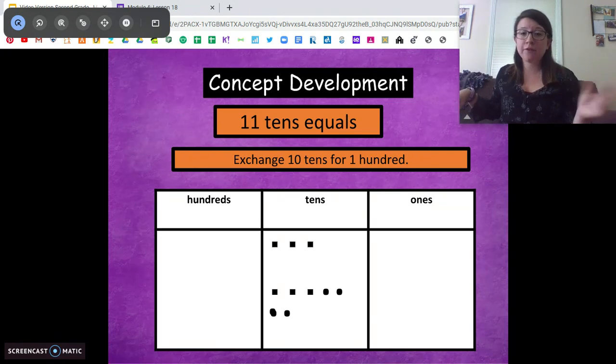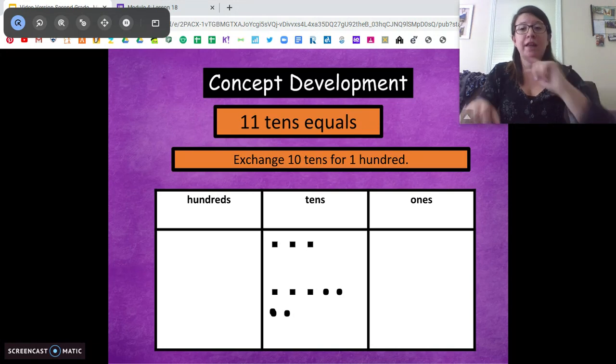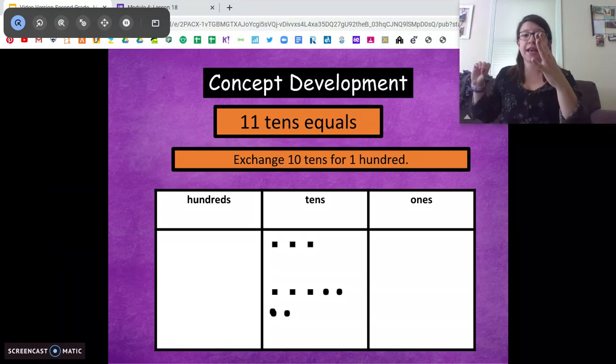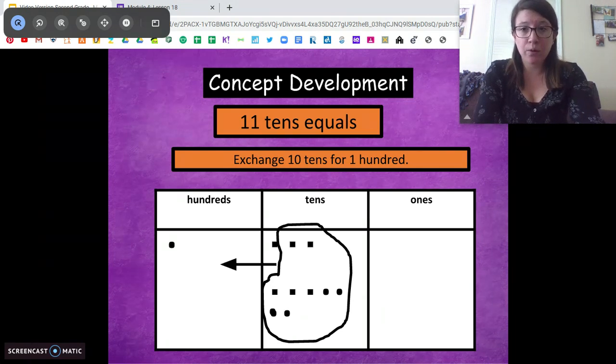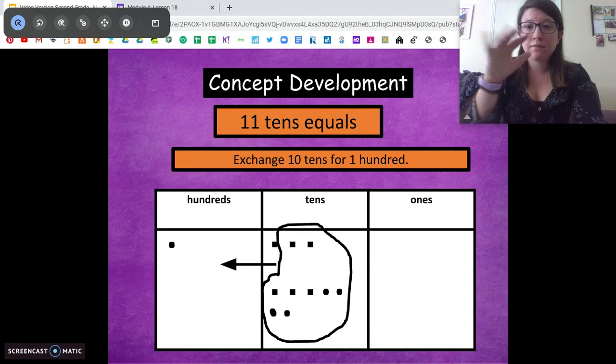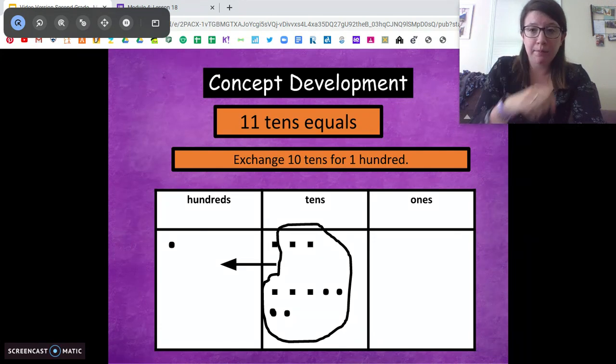You can just take them off, and then you're going to put a chip in the hundreds place because we're going to exchange the 10 tens for 100. So there are my 10 tens, and I'm going to put 100 there. Okay, so go ahead, pause, and make your place value chart look like mine.